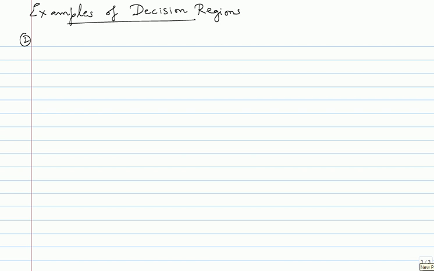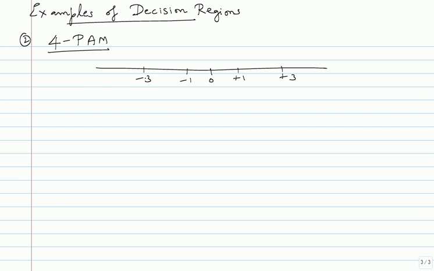Okay, so let's go to the examples of decision regions. I did BPSK. Let's do 4PAM next. It's the next easiest example. Okay, I have 0, plus 1, plus 3, minus 1, minus 3. So that's my constellation. I'll put an X mark around the constellation points.